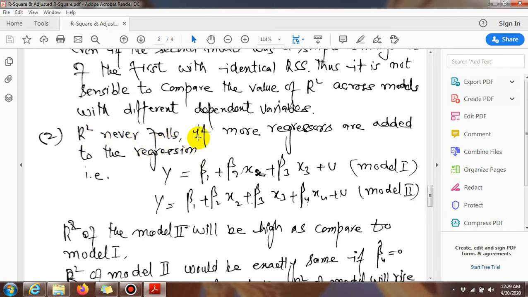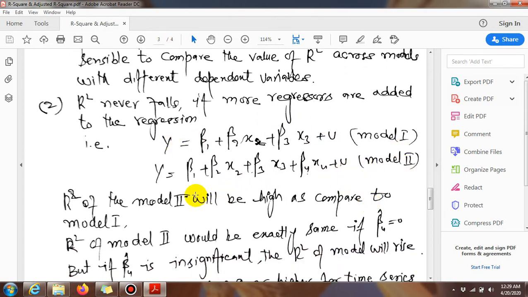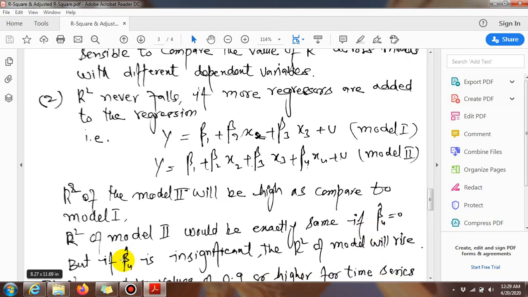R square never falls if more regressors are added in the regression line. If we have a model 1, y is equal to beta 1 plus beta 2 x2t plus beta 3 x3t plus ut, this is our first model. And by adding another independent variable, y is equal to beta 1 plus beta 2 x2 plus beta 3 x3 plus beta 4 x4, this is our second model. So you calculate the R square of this regression line and this regression line, and the R square of the second or the last model will be higher as compared to the previous or the first model.